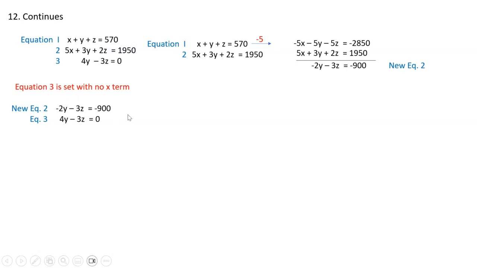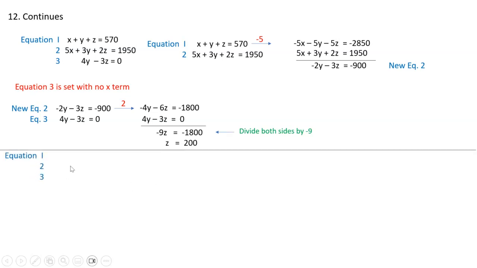Now here, guys, I'm going to get rid of the y's, right? So I'm going to multiply the first equation, or equation 2, by 2. So after I execute this operation, it's going to give us -4y minus 6z equals -1800. So we just bring over equation number 3. So it's going to give us -9z equals -1800. We divide by -9, and we solve. We got the value for z, which is 200.